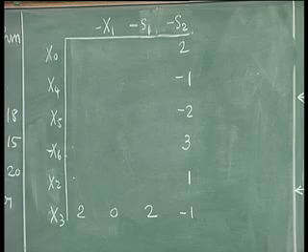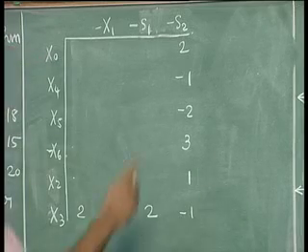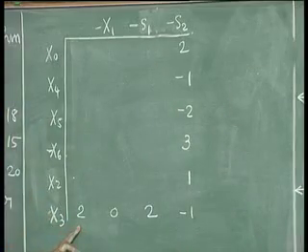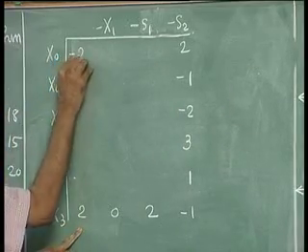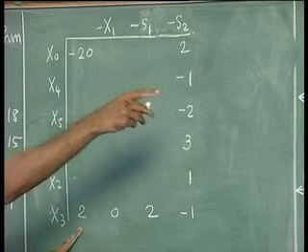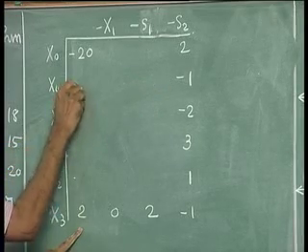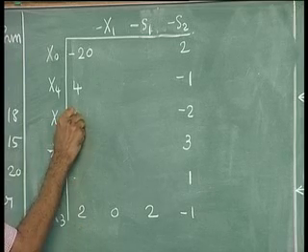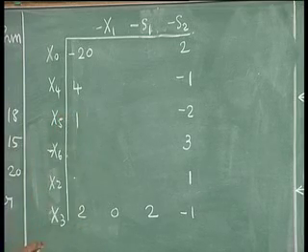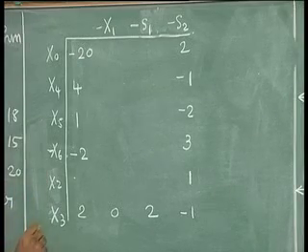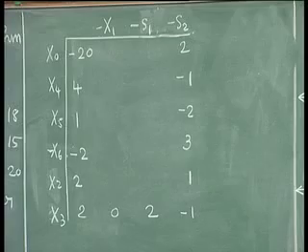Now this becomes -16 minus 2 into 2 minus 4 is -20. 2 plus 2, 4, -3 plus 4, 1, 4 minus 6 -2, 4 minus 2 plus 2.